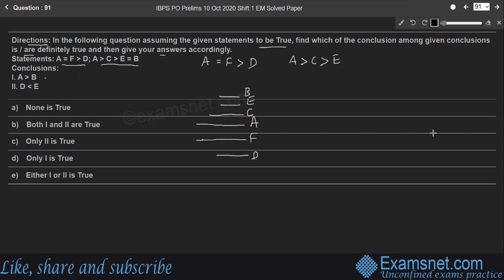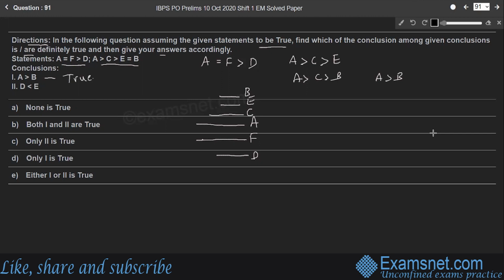So look at the conclusions. A is greater than B. Can we conclude A is greater than B? Yes, because A is strictly greater than C. C is strictly greater than E. That means C is greater than B, right? So A is greater than C. So we can conclude A is greater than B. Therefore, conclusion 1 is true, right?